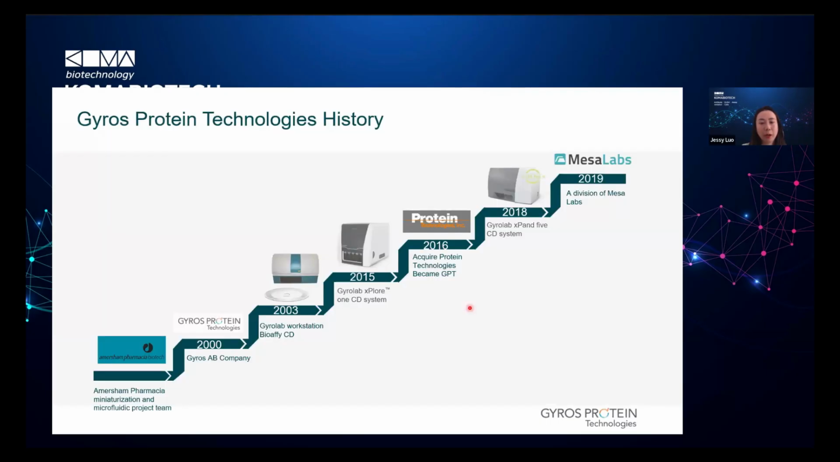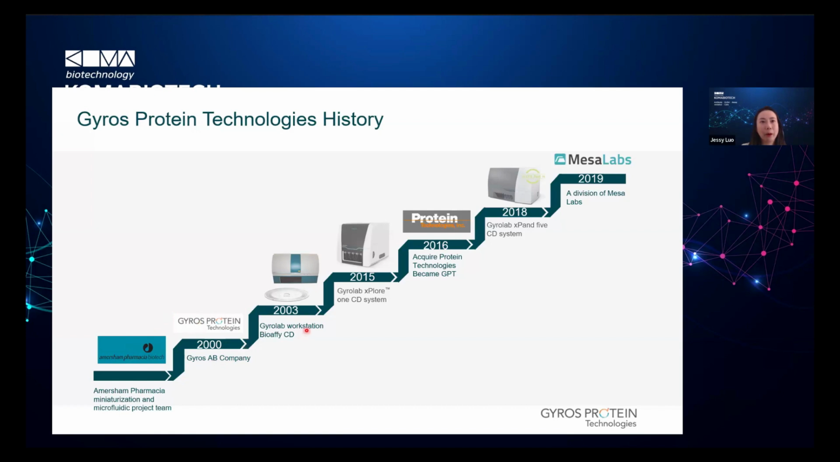So this technology, I'm not sure if you have heard it before, but it was set up around 2000 in Sweden. So it's a Swedish company. Everything, like instruments and also our consumables, we produce and research in Sweden. And this technology actually comes from Amersham, which was previously part of GE Healthcare. Then it was separated and set up as a new company, which is called Gyros.